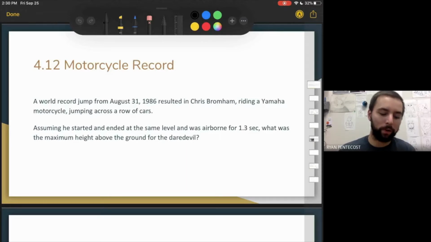A world record jump from August 31st, 1986 resulted in Chris Bromham riding a Yamaha motorcycle jumping across a row of cars. Assuming he started and ended at the same level and was airborne for 1.3 seconds, what was the maximum height above the ground for the Daredevil?